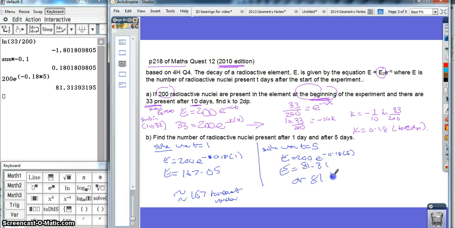Or 81 to the nearest whole nuclei. You should usually be given some degree of accuracy that you're expected to give, but if not, just use whatever you think appropriate and say what it is that you've done. So if you go to two decimal places, say two decimal places. If you're going to the nearest whole one, say you're going to the nearest whole one. Okay, next part.